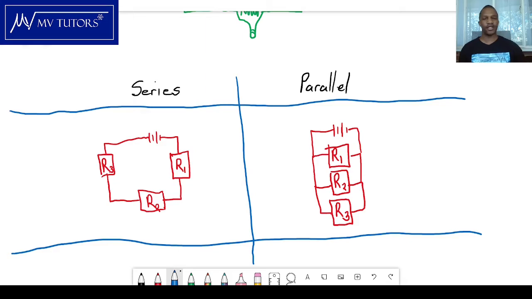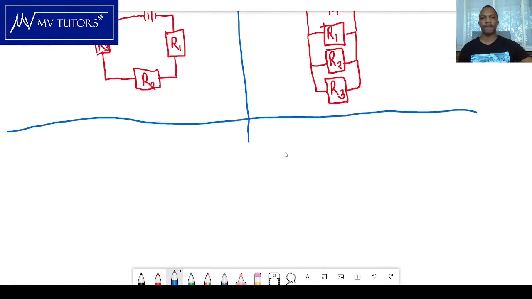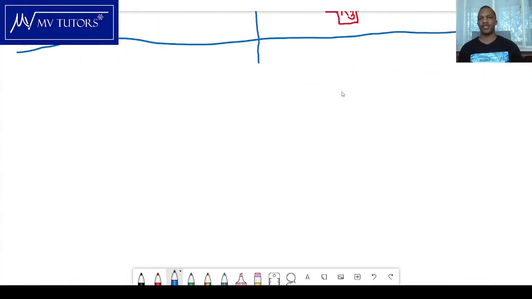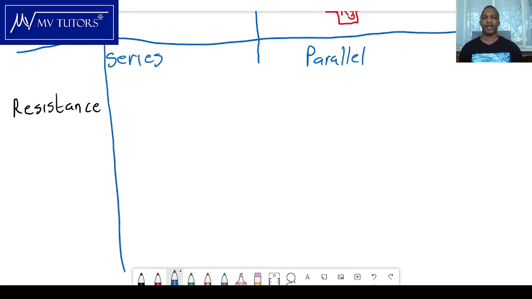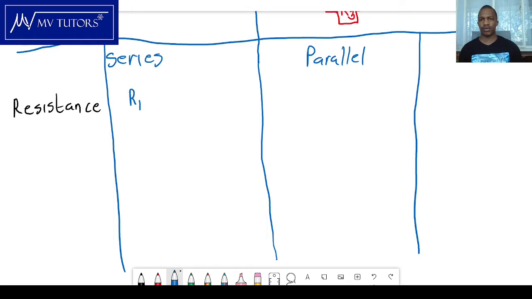Remember, series and parallel. What I want us to discuss now is the resistance themselves: resistance in parallel versus resistance in series. In series, your total resistance equals resistance 1 plus resistance 2 plus resistance 3. You just add them up, that's it.